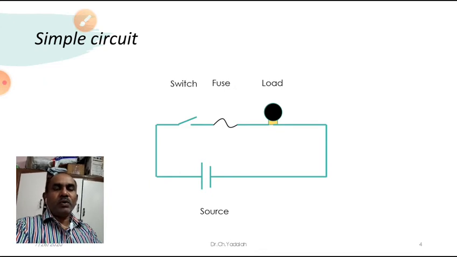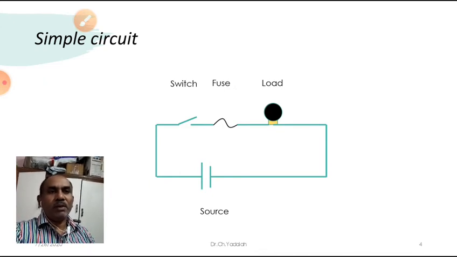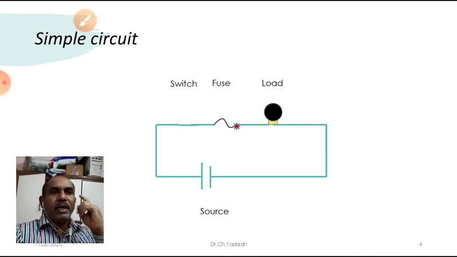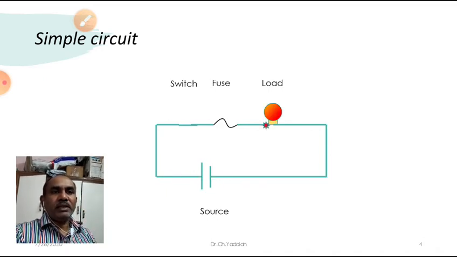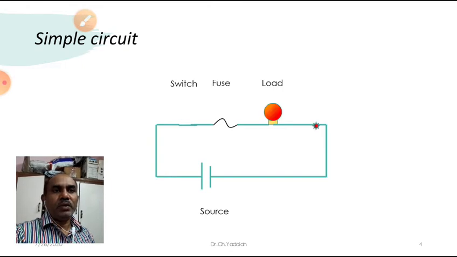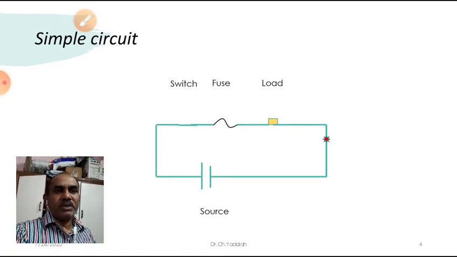Now I want to close the switch. What will happen? You can see when I close the switch, the current is flowing through the load, and the load is intended to give light energy, and it is giving. This is a simple circuit, and this is how the current passes through it.